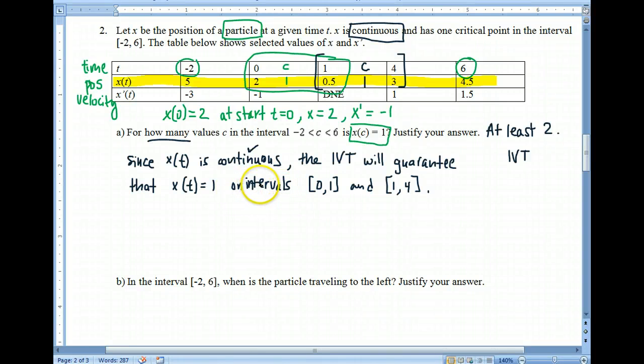That value. Okay? Any questions on this?